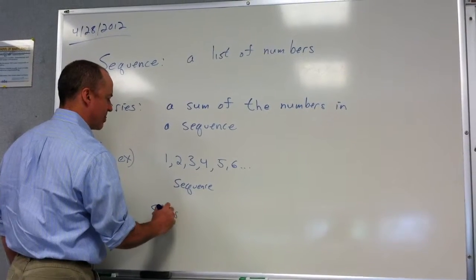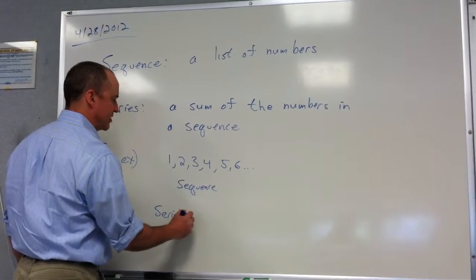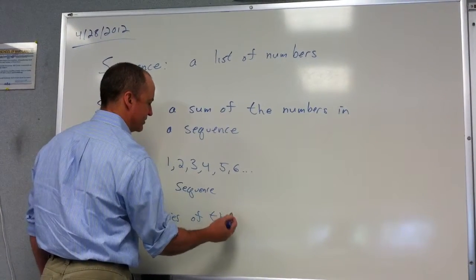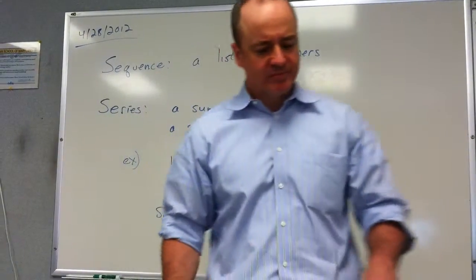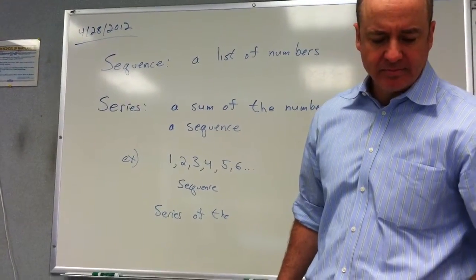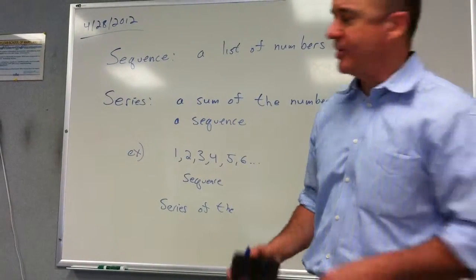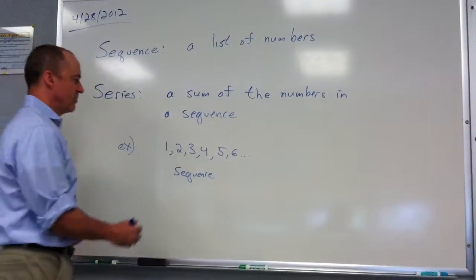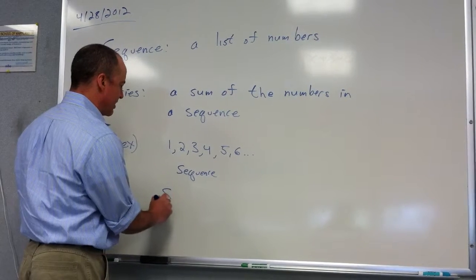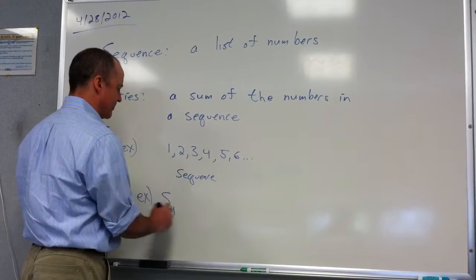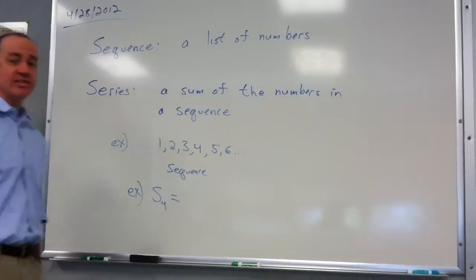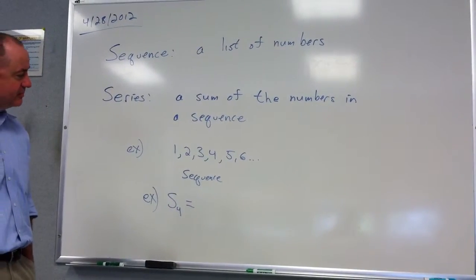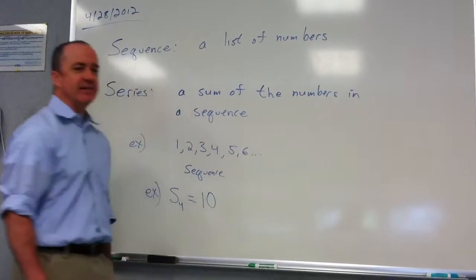A series is a little different. When you're looking at a series, you're talking about the sum of some number of terms in the sequence. Some books would say, for example, S sub 4 would be one way to say the sum of the first 4 terms of this sequence. And what would that be? 10. So S sub 4 would equal 10 in this case.